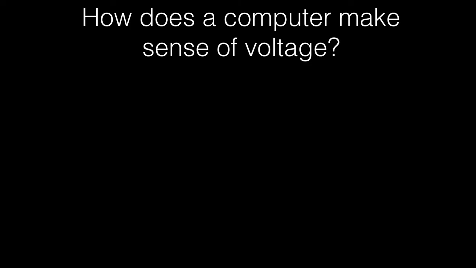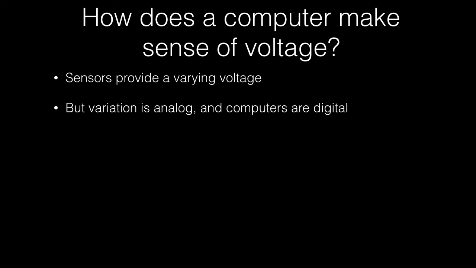So how does a computer make sense of voltage? Computers are basically a whole bunch of switches which can be on or off. That's why we have to work in binary, one or zero. But sensors produce a varying voltage, depending upon whatever it is that they're sensing. And variation is analog, and computers are digital.